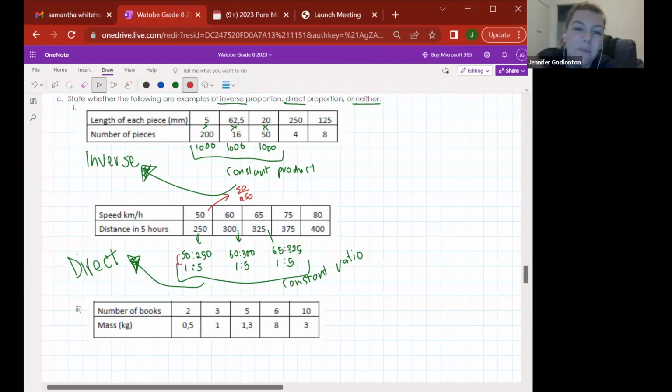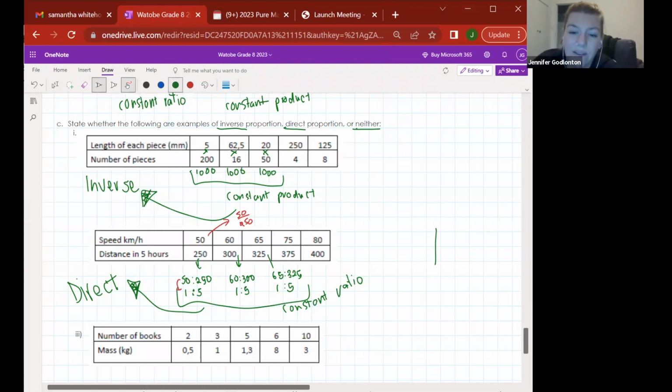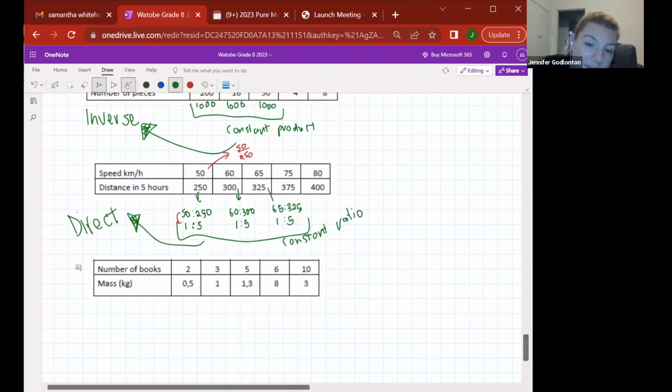So we could start by saying, well, is it inverse? Okay, so if it's inverse, it would mean we would have a constant product. So if I multiplied those 2 times a half, that gives me 1. 3 times 1 gives me 3. So already it's not inverse.